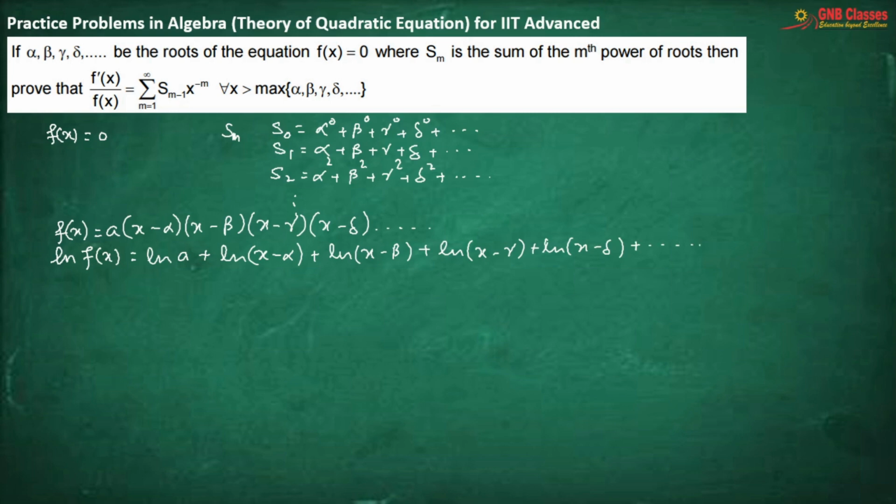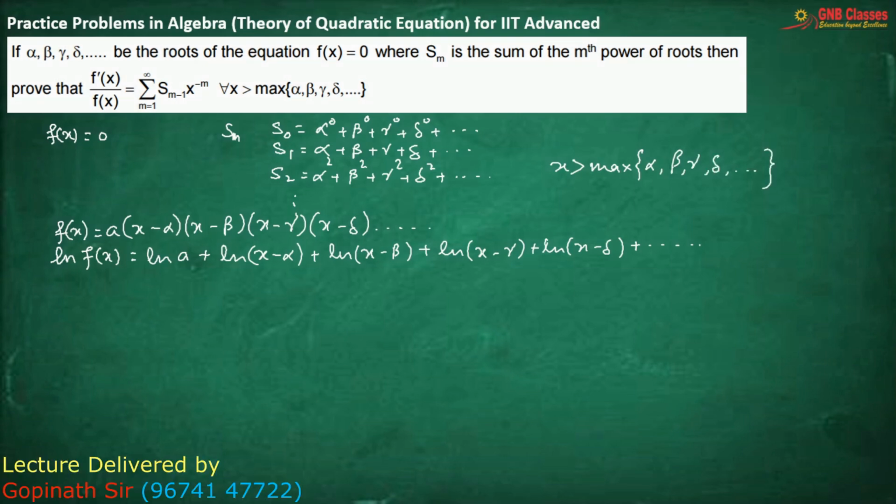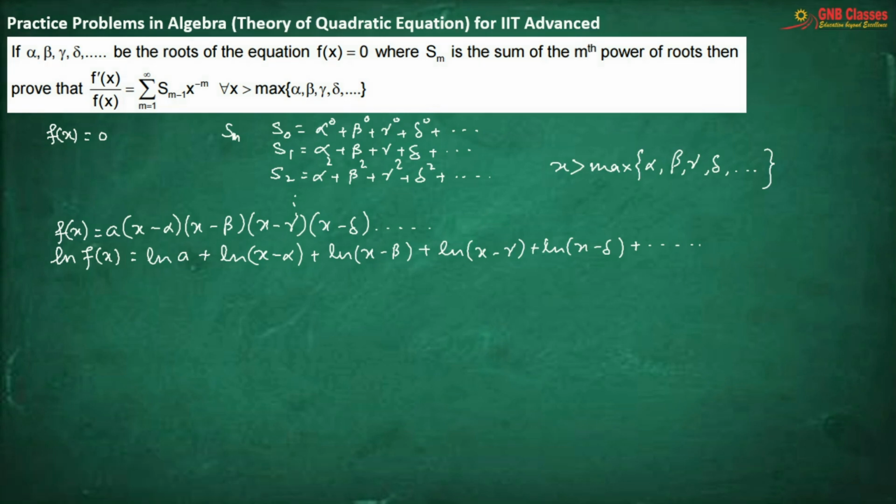Why have they said in the condition that x is greater than the max of the given roots? Now you can understand why it has been given, because if x is not greater than the maximum value of the roots, then one value inside a log will become 0 or less than 0. Is this clear? To define that log, we have said that x is always greater than the maximum of the given roots. In that case, all the logs are well defined.